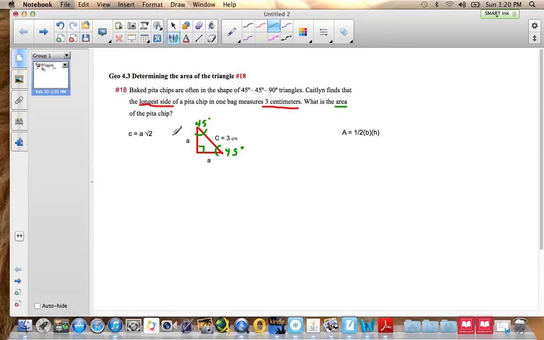And so then I use this formula, C equals A times the square root of 2. Looking at this, C is 3 centimeters, and it's going to be equal to A times the square root of 2. So what am I looking for? Well, I'm looking for A. This is my variable, this is what I'm solving for. So I need to get everything else away from it. I'm going to divide out the square root of 2 so that I can get A by itself, and what I do to one side, I must do to the other.